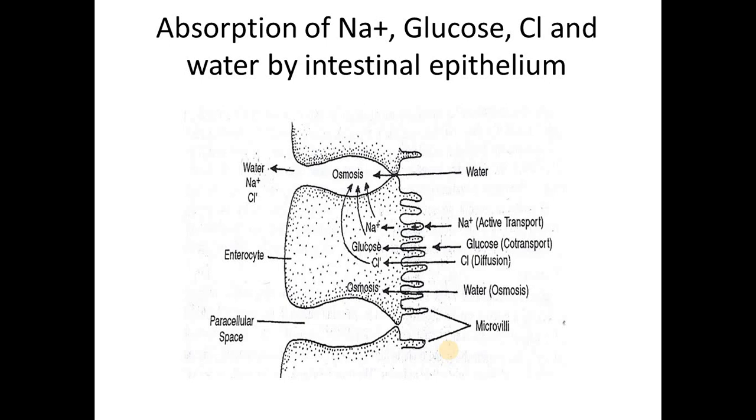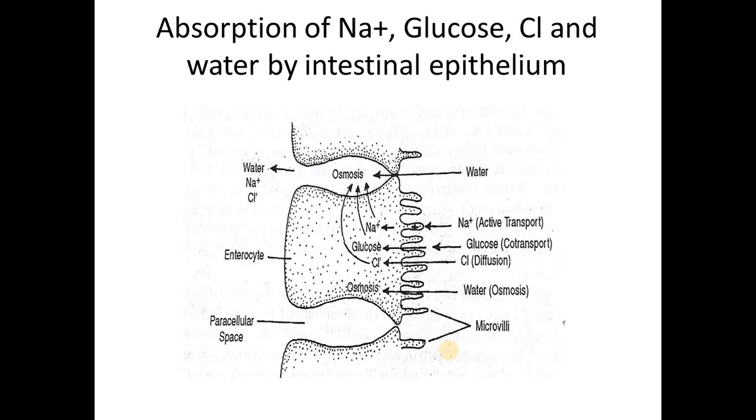As I told you, the absorption of water occurs through osmosis, and absorption of ions by the active process. Not only sodium is absorbed, the other ions are also absorbed, that is calcium, potassium, magnesium, phosphate and other ions, through the active process, and absorption of calcium is controlled by vitamin D and parathormone.